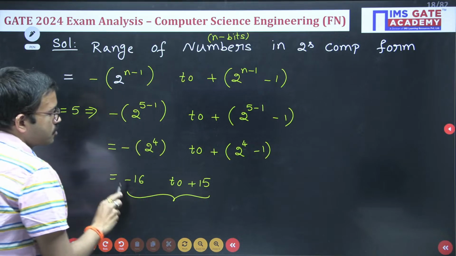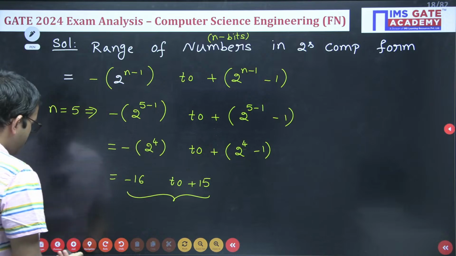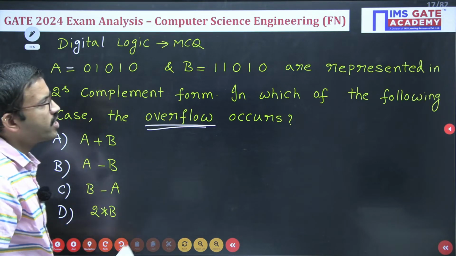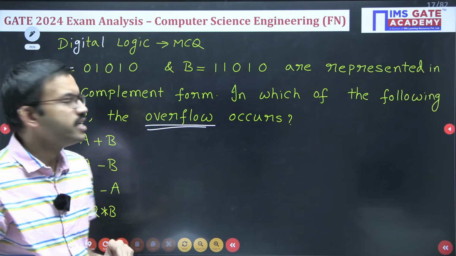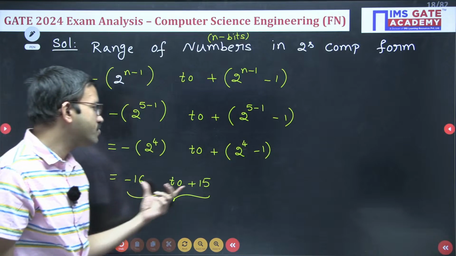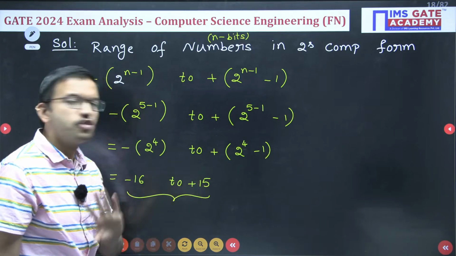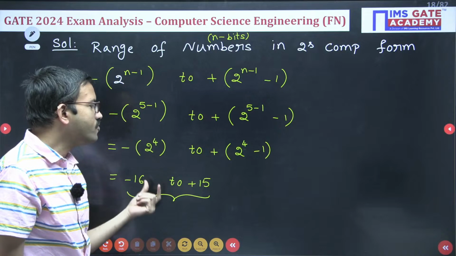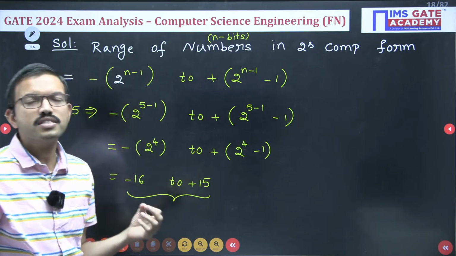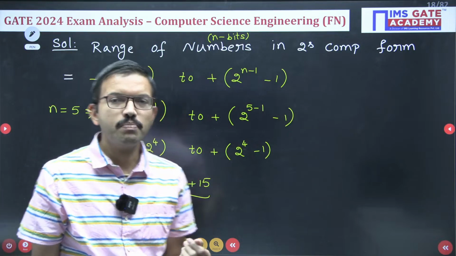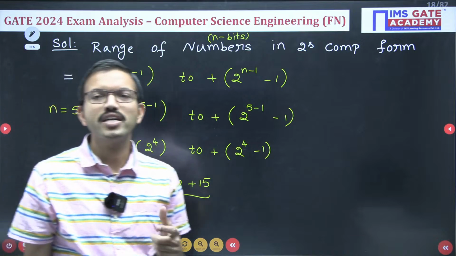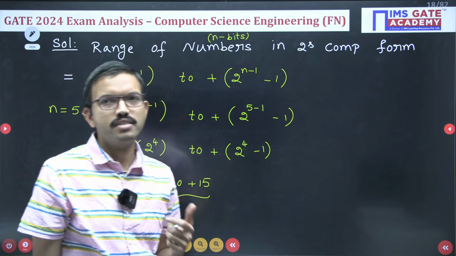So the range is minus 16 to plus 15. Now let us perform each and every case and find the corresponding equivalent number. If that equivalent number falls within this range, then there is no overflow. Suppose you get any value other than this range, that means overflow is occurring. That means with the help of 5 bits, you cannot represent the resultant operation.